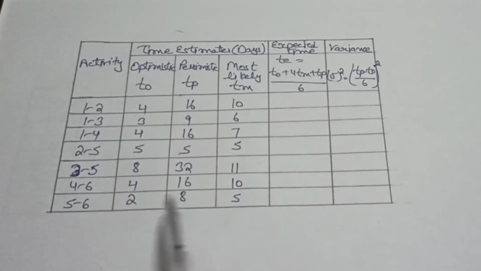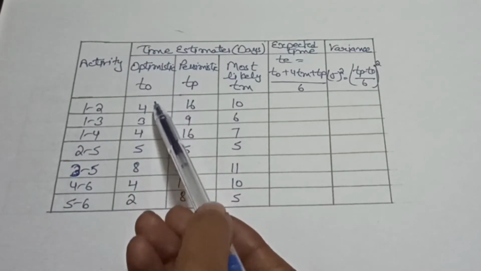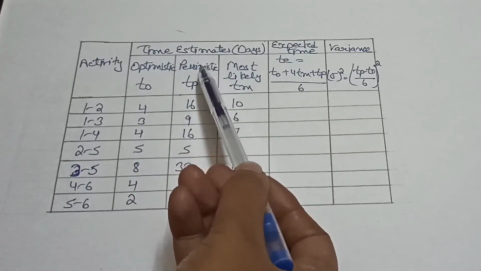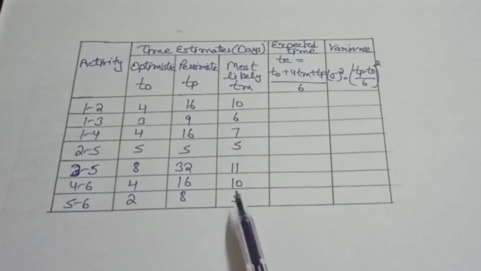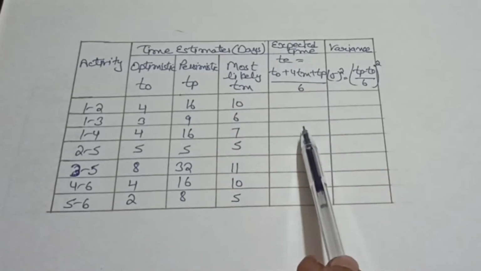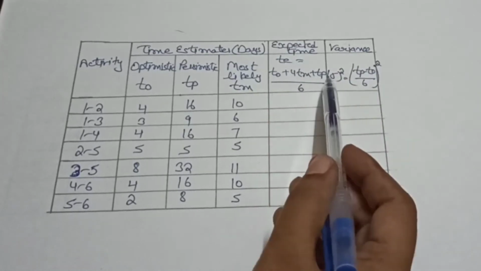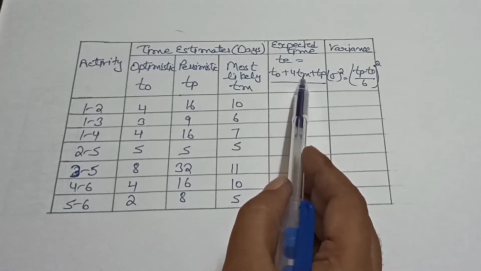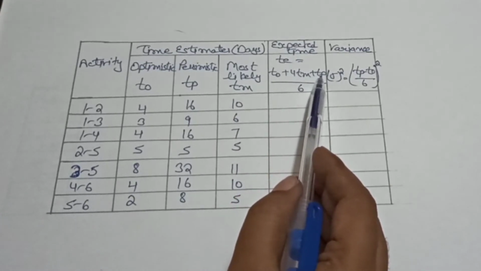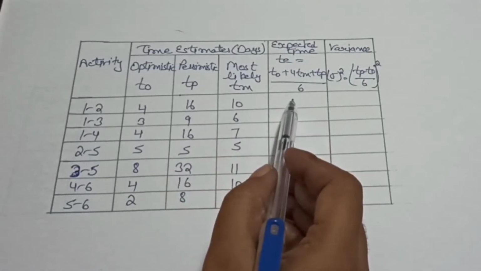Now we have made this chart. This is the activity column. This is the optimistic time column. This is the pessimistic time column and this is the most likely time column. We will write here expected time and we will write here variance. So this is the formula: optimistic time plus 4 into most likely time plus pessimistic time divided by 6. Now we will calculate for this column.